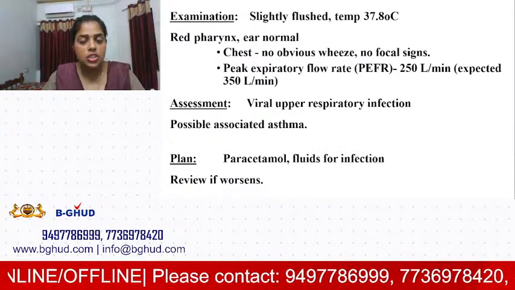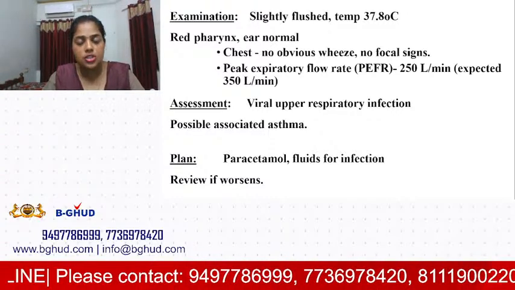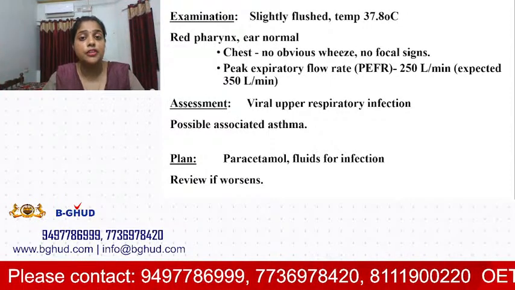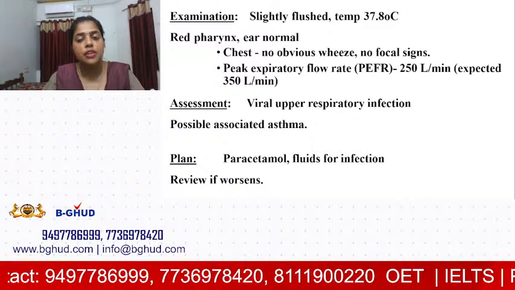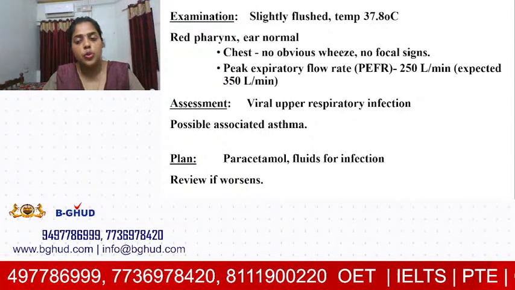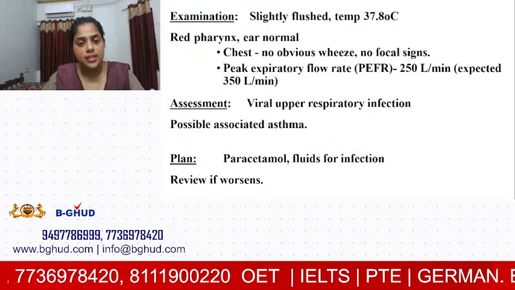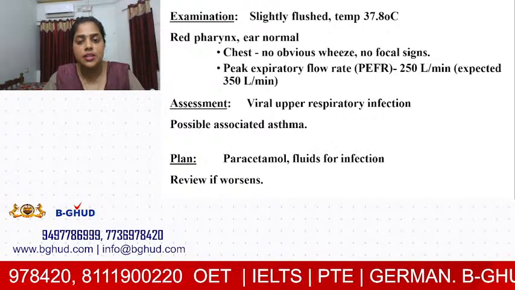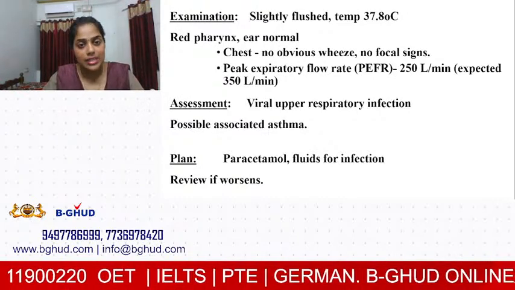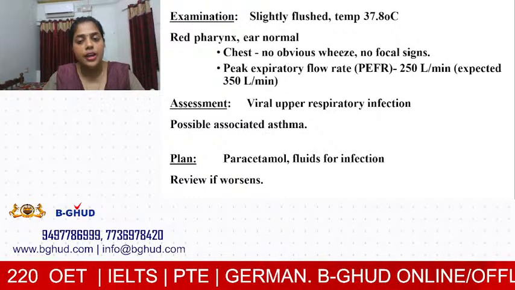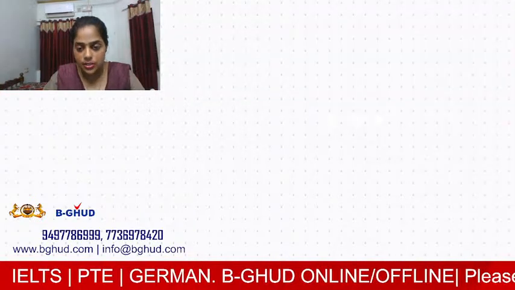On examination, she was slightly flushed. Her temperature was noted as 37.8 degrees Celsius. Her pharynx was red and ears were normal. Chest, no obvious wheeze, no focal signs. Her peak expiratory flow rate, PEFR, was noted as 250 liters per minute, and expected is 350 liters per minute. On assessment, she had a viral upper respiratory infection and possible associated asthma. The plan was to start paracetamol and fluids for infection and review if the condition worsens.